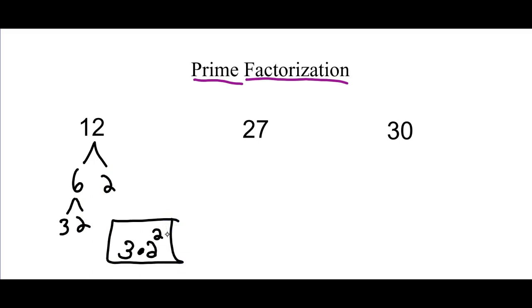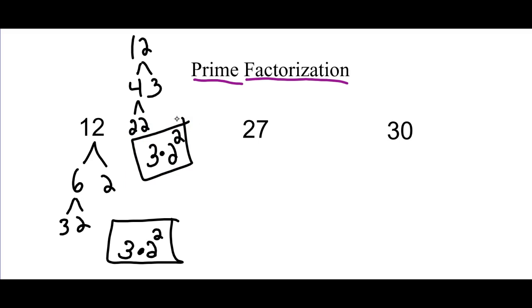Now, I always get somebody who asks me this question. They say, I didn't use 6 and 2, I used 4 and 3. But the cool thing about this is it doesn't matter. You don't have to see the same thing that I see or someone else sees. So long as 4 times 3 equals 12, you can start from there. And so 4 times 3 is going to break down further into 2 times 2 times 3. And then notice once again we've got two 2's and one 3, so we get 3 times 2 squared.